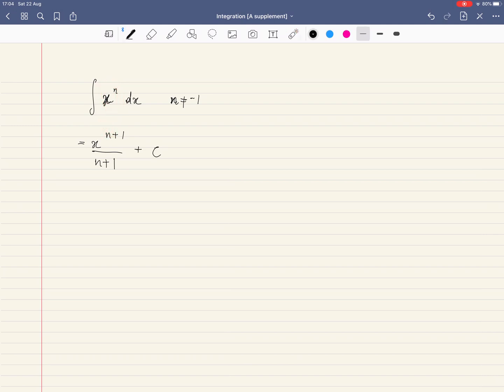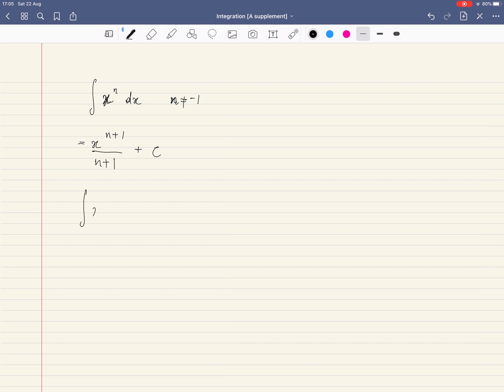Notice what we have done, or rather what the effect of integration does. It adds 1 to the old exponent of our term, and it divides by the new exponent. You could think of that as the algorithm or recipe of carrying out the integration process. Let's do a specific example.